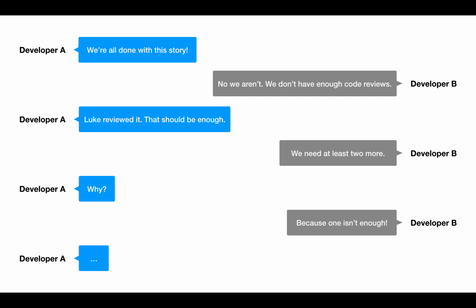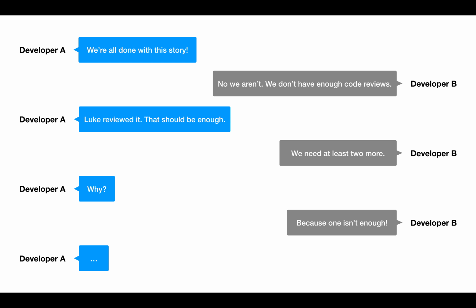So here's an example where a definition of done could be useful. We have two developers, cleverly named A and B. A says we're all done with this story. B says, no, we aren't. We don't have enough code reviews. Developer A says, well, Luke reviewed it. That should be enough. Developer B says, we need at least 2 more. A says, why? B says, because 1 isn't enough. And they just argue back and forth because it was never really decided, and it's one person's opinion versus another's.